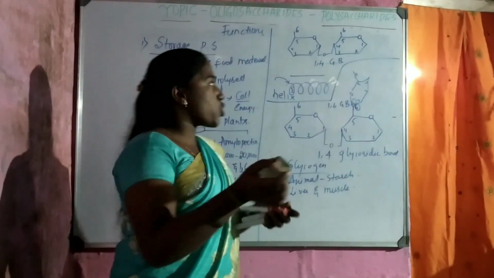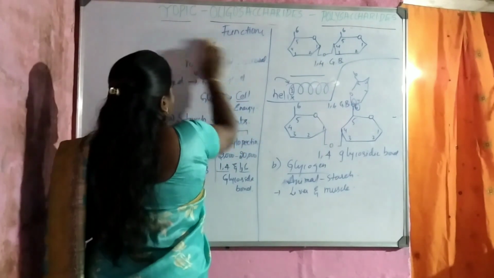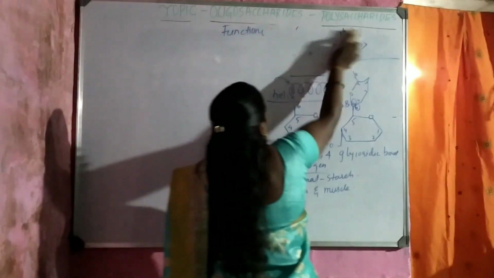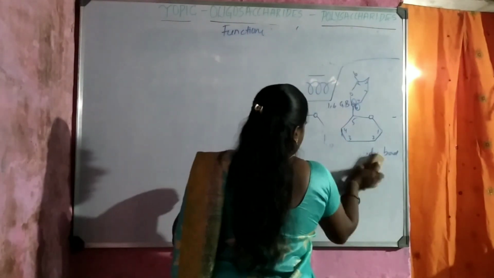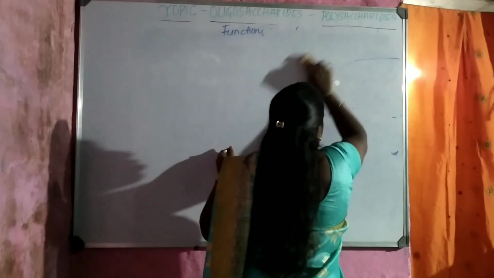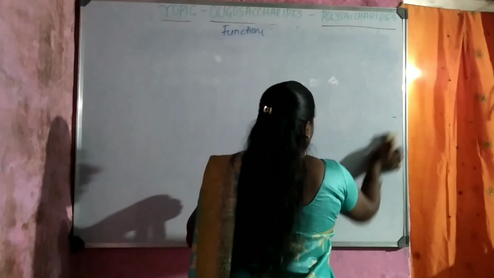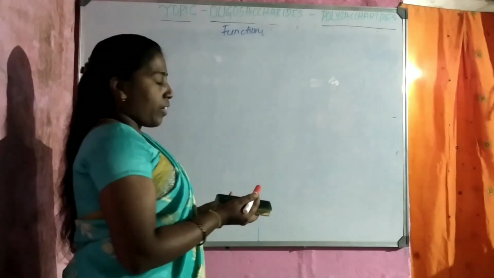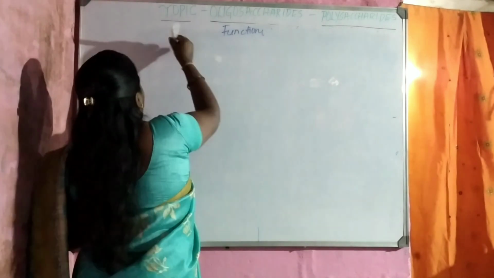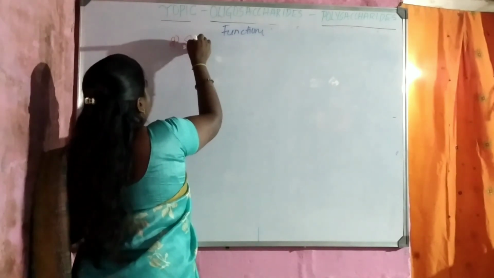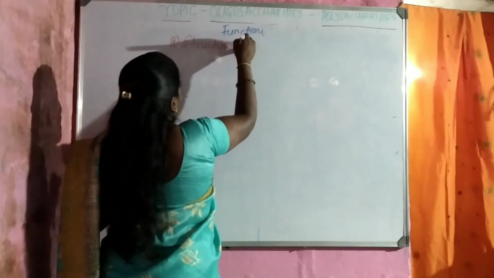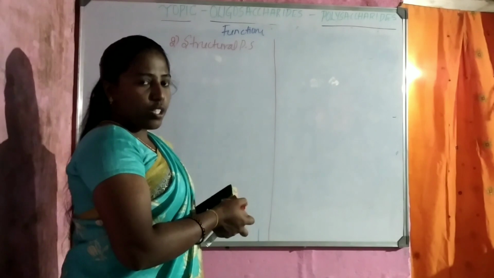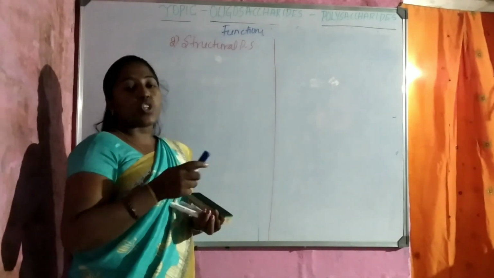The next one is structural polysaccharide. The second type is what? Structural polysaccharide. As the name suggests, it forms some structure, or it forms a structural framework. So the second polysaccharide based on classification is structural polysaccharide. As I told, it forms the structural framework.